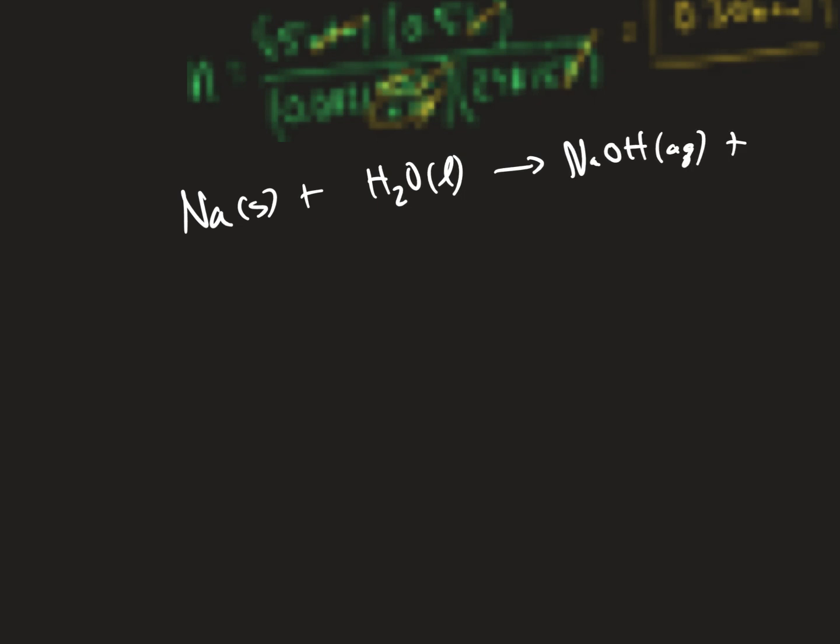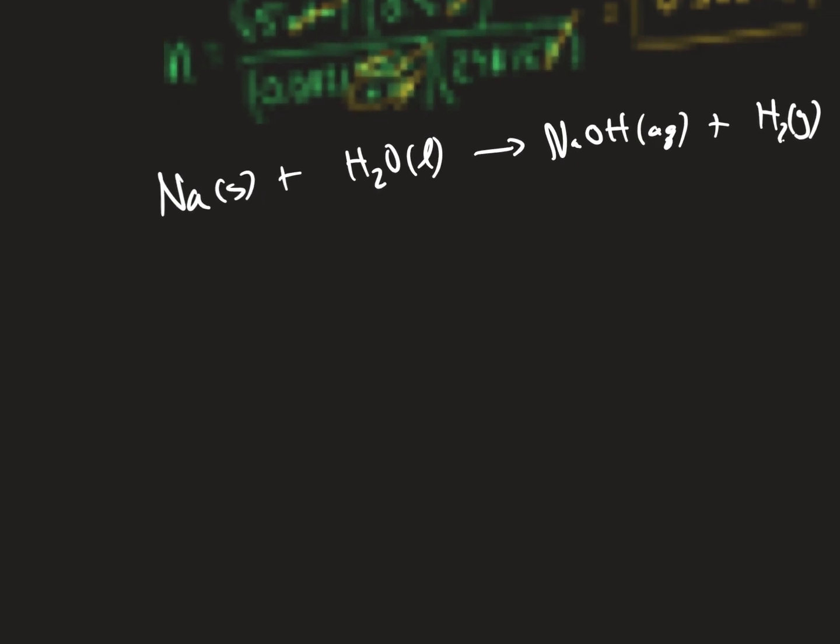So we have a reaction. Sodium as a solid plus H2O as a liquid gives us sodium hydroxide aqueous solution plus hydrogen gas. So there's our chemical equation. Sorry, I always go at an angle. You guys hate that? Sorry about that. Just write it straight. Okay.